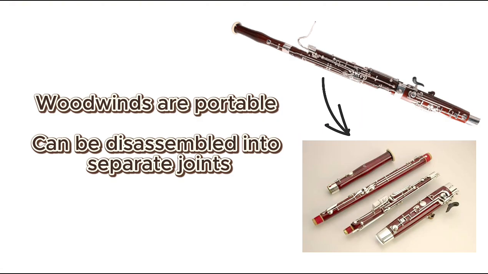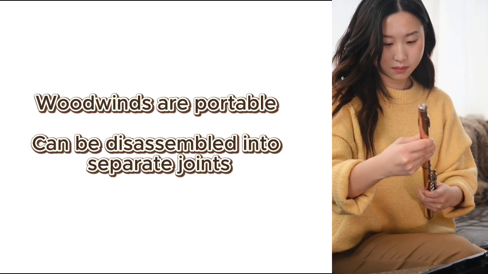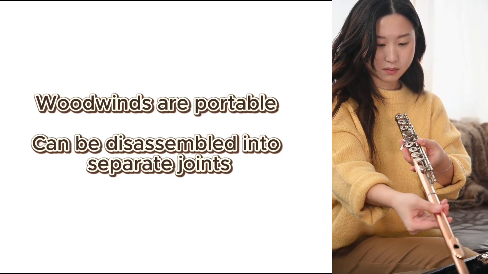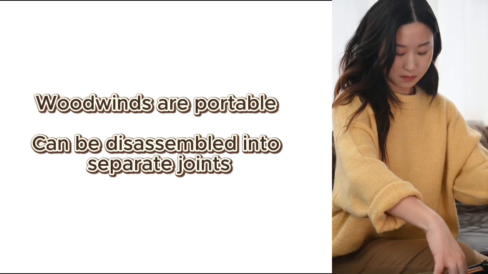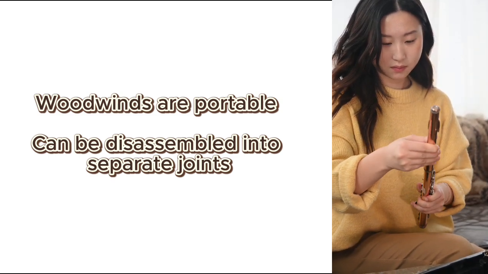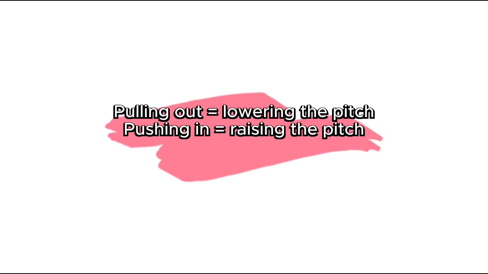Despite the sizes and complex networks of metal keys and rods, woodwinds are remarkably portable. They are engineered to be entirely disassembled into separate joints and packed away into compact cases. This multi-jointed construction serves a double purpose. Woodwind players adjust their tuning by physically twisting and pulling the joints. Pulling a joint slightly out lengthens the overall air column, lowering the pitch. Pushing it firmly in shortens the column, raising the pitch.